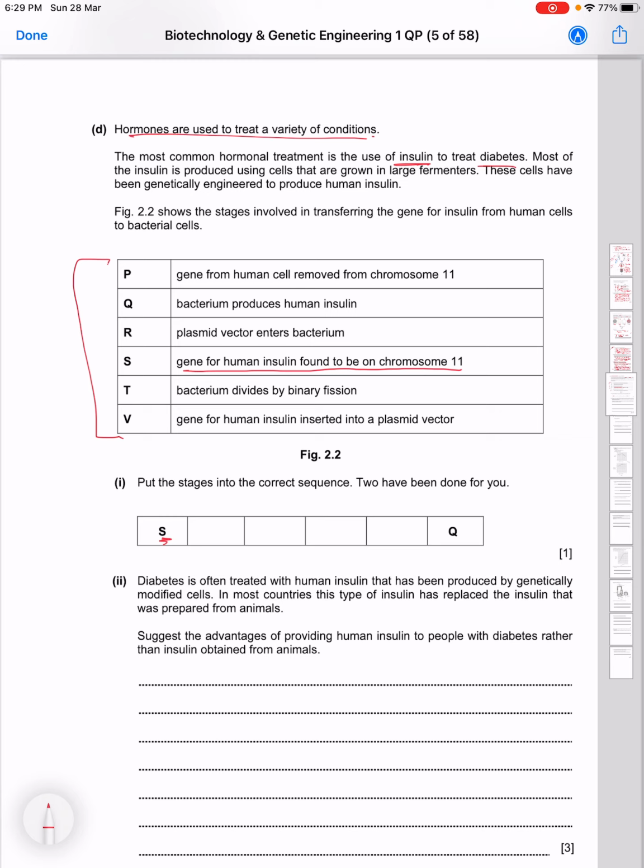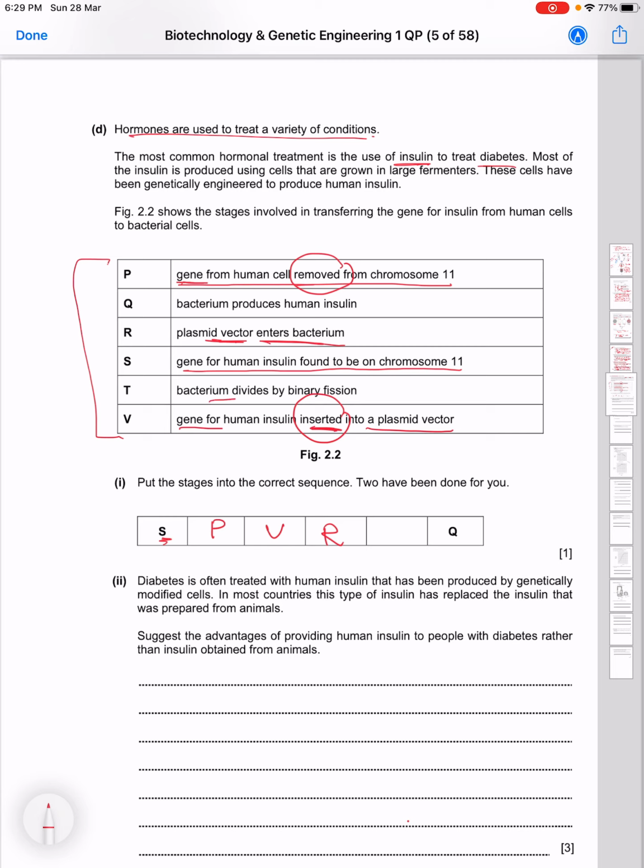Now, what am I going to do next? After I found this, I need to remove it. I found the gene, thank God. Now let's remove this gene from the human cell, from chromosome number 11, which is P, right? Then after I remove it, I need to have this gene inserted. So after it's removed, it's going to be inserted into the plasmid vector in the bacteria, right? So that's V. And then I need this plasmid vector to enter the bacteria, which is R.